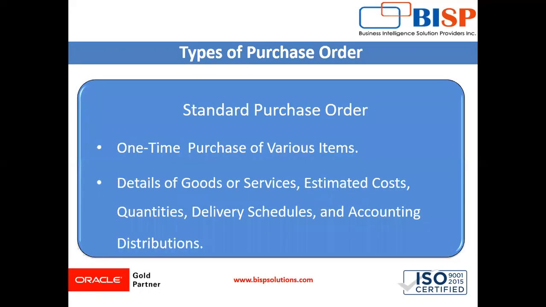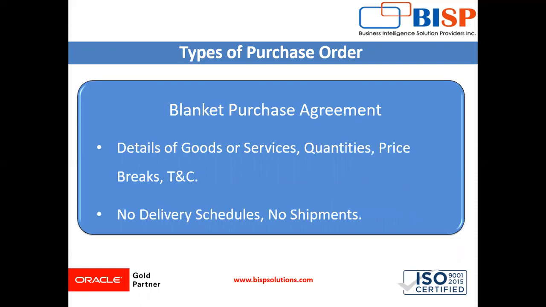The standard purchase order is for one-time purchase of various items. It can be created when the details of goods and services are required, and also the estimated cost, quantities, delivery schedules, and accounting distributions should be known in the purchase order, right? The next one is blanket purchase agreement.